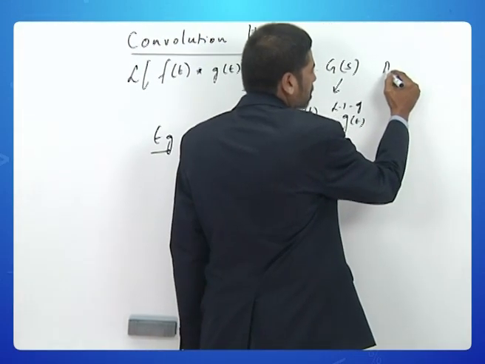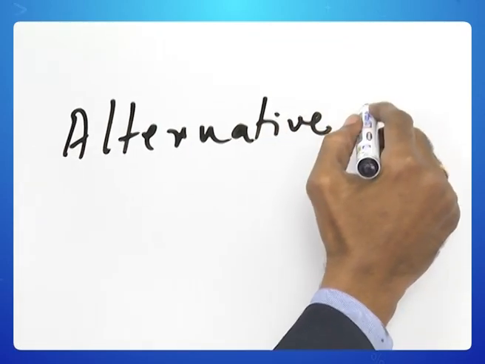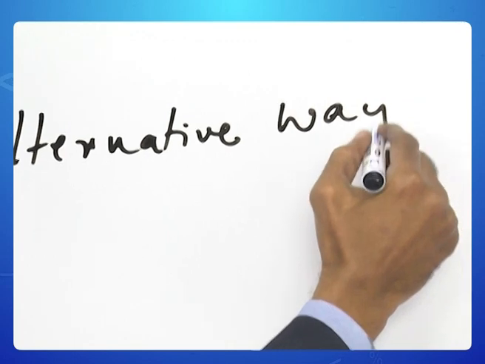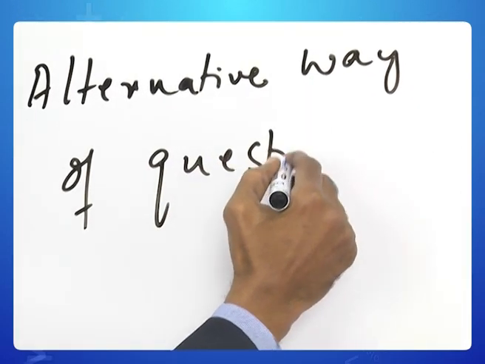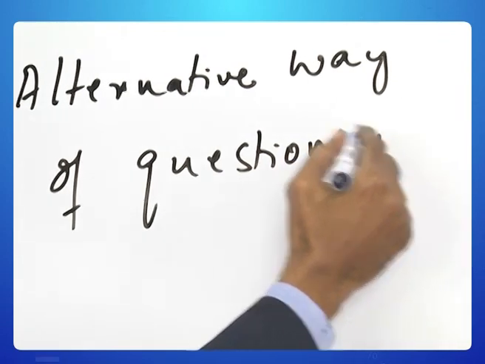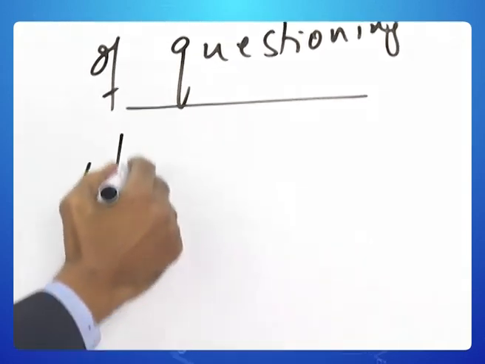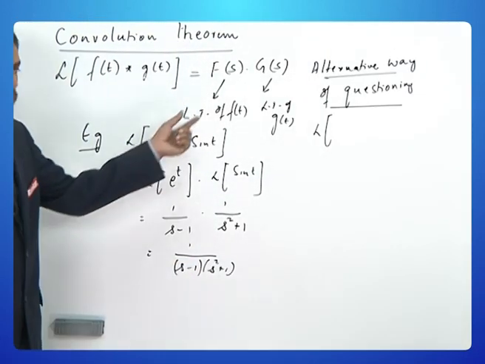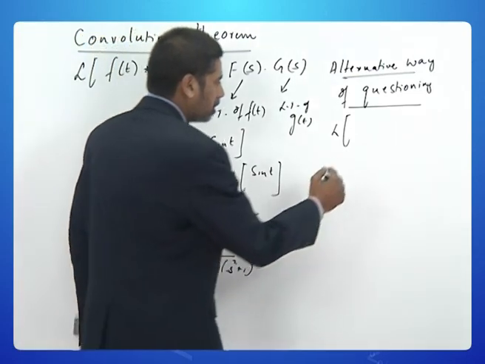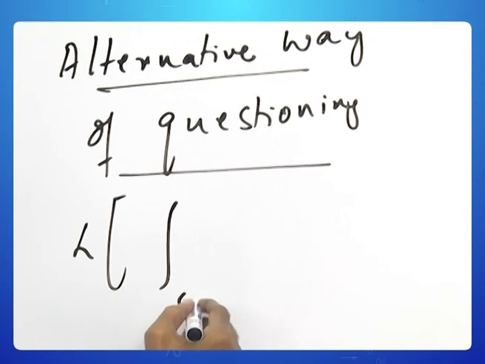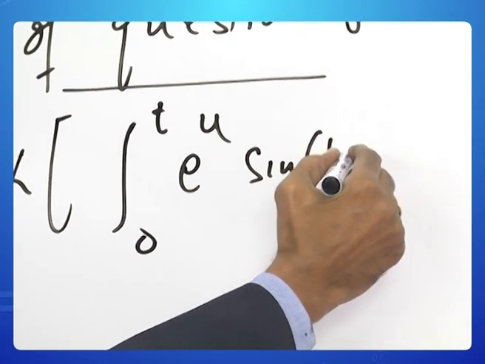So let me write it as an alternative way of questioning. Same question put in a different way. So Laplace transform of e power t star sin t could be asked as integral 0 to t e power u into sine of t minus u du.